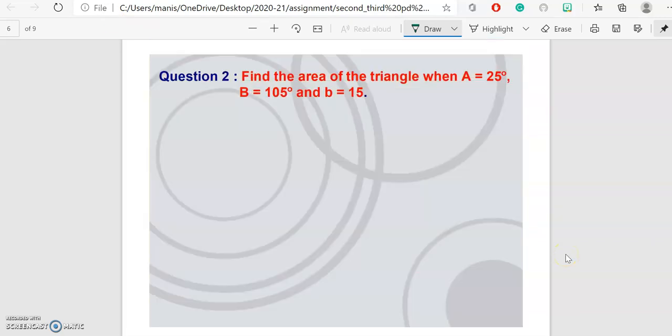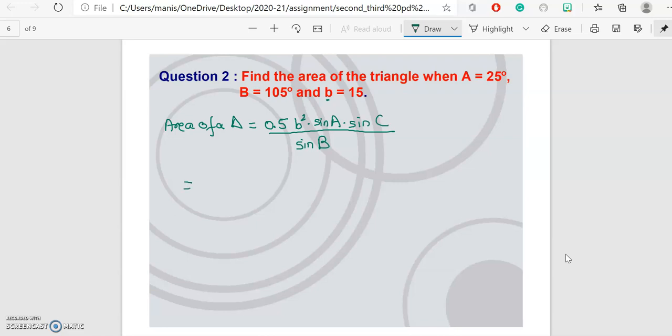Find the area of the triangle when uppercase A is 25 degrees, uppercase B is 105 degrees, and lowercase b is 15. So we will first of all write the formula. Area of a triangle is equal to 0.5. You can make your own formula. They give you lowercase b, so I'll write b square. Now remember, whenever I am writing this side b square in my denominator, I will have the angle of that side. So sine of b. Now I am left over with a and c. I'll write over here sine of a times sine of c.